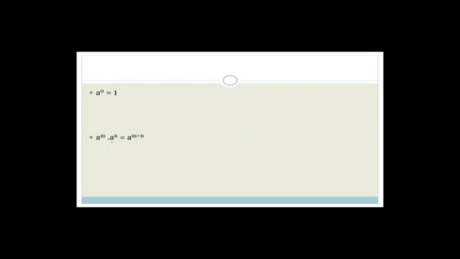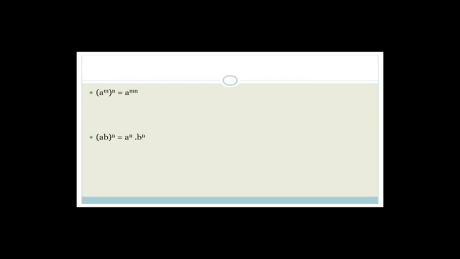a^m times a^n is equal to a^(m+n). An example of this would be, well, let me prove it to you. If I had a cubed and a to the 4, that would be the same as saying a times a times a, and a to the 4 would be a times a times a times a, and if I add them up, you will see that there are 7, so that becomes a to the 7. So therefore, we can say that a^m times a^n is equal to a^(m+n). So when you multiply two exponents and they have the same base, we add their exponents.